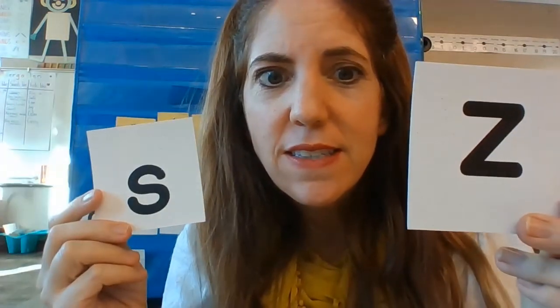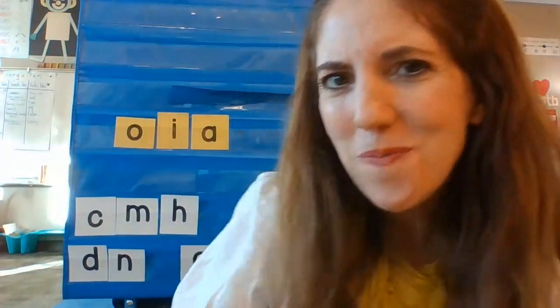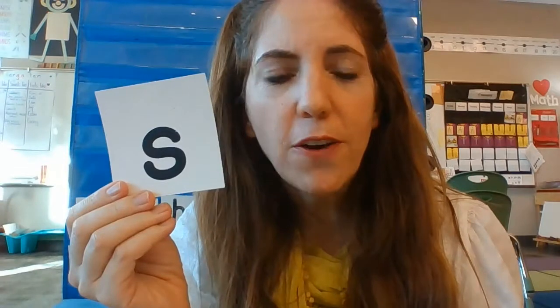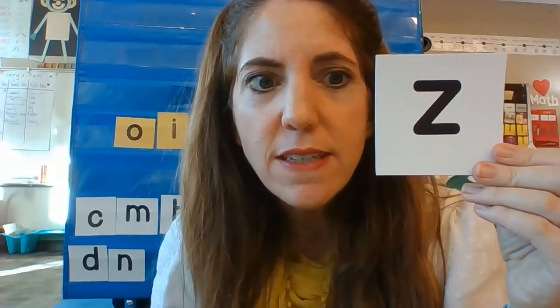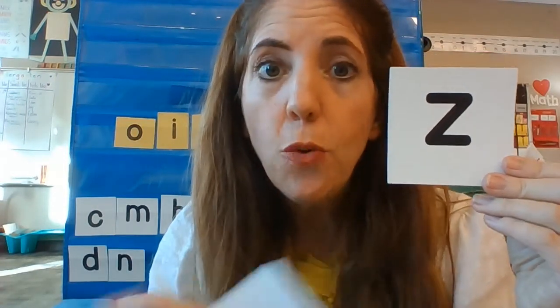S, z. Do something with me. It's kind of silly. Put your fingers over your ears and put the palms of your hands on your cheeks like this. Now make the S sound from letter S and the Z sound from letter Z. Go back and forth and feel the difference in your face. Z, z. Do we look pretty silly?